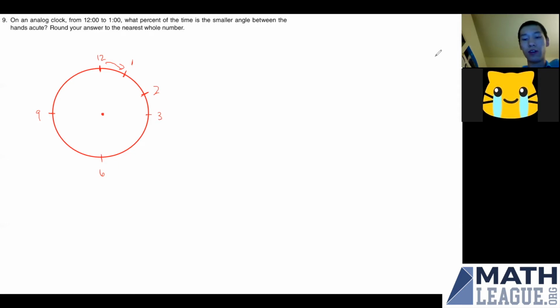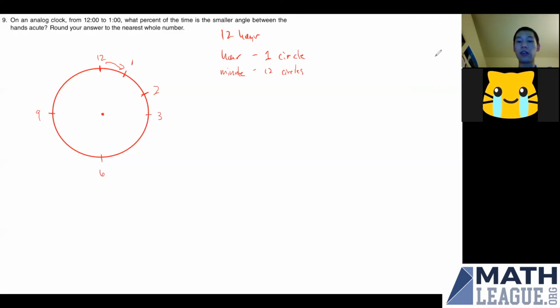So we're going to look at a 12-hour period, since after 12 hours, everything resets back to where it was 12 hours ago. In 12 hours, the hour hand goes one circle, right? And the minute hand, well, every hour it goes in a circle. So that's just 12 circles.